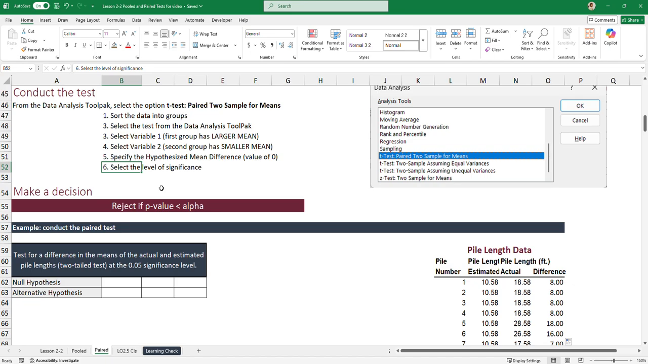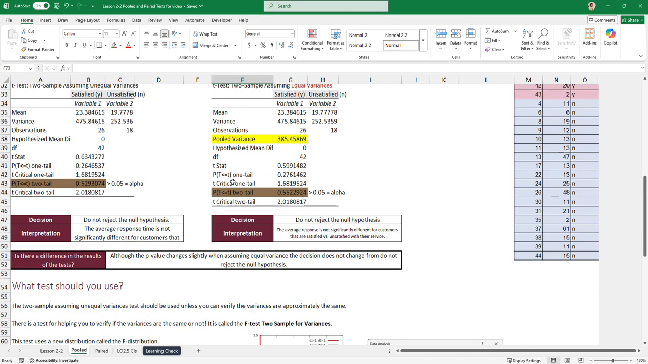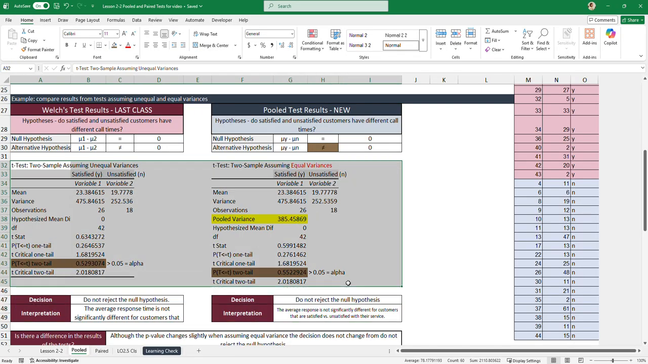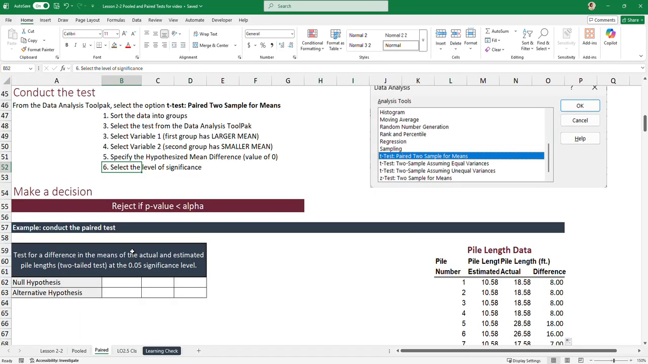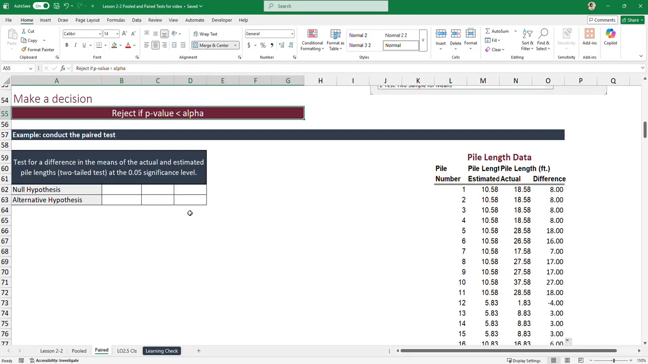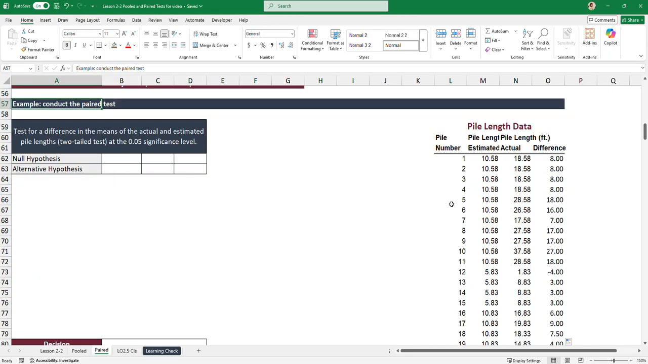Finally, once you get the output from the test, it's going to look very, very similar to the output for our other tests for independent data. You'll find the correct p-value and then make your decision to reject only if the p-value is less than alpha. So let's look at our example for conducting a paired test for this data that I mentioned earlier on pile length. So it's a construction data set, and we're looking at the differences between how much material they estimated they would need and how much they actually need.